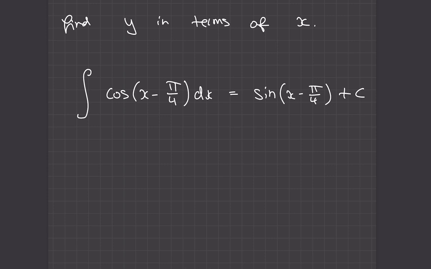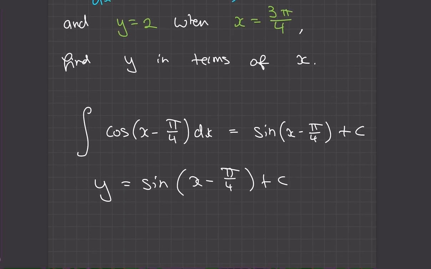If we differentiate this with chain rule, we differentiate the outer function, which gives us cosine, and multiply by the derivative of the inner function, which is just 1. And so when we integrate, we integrate the outer function, so cosine becomes sine, and we divide by the differential of the inner function, which is just 1. So y equals sine of (x minus pi on 4) plus c.